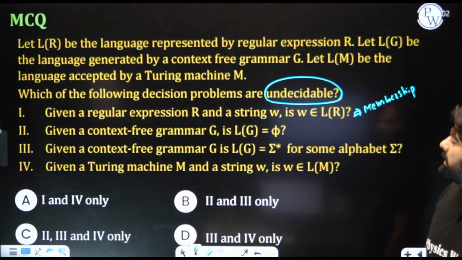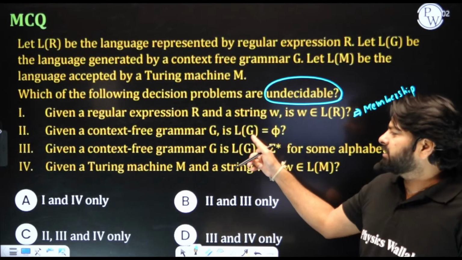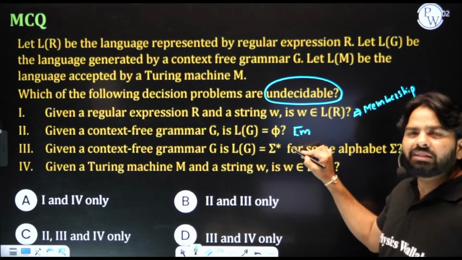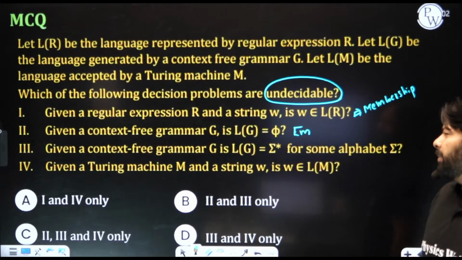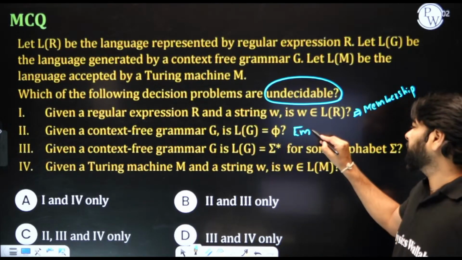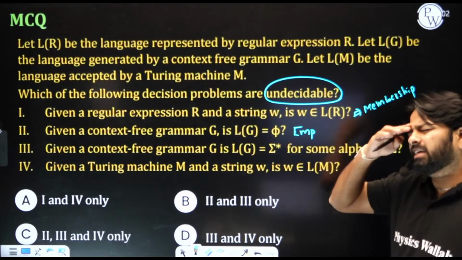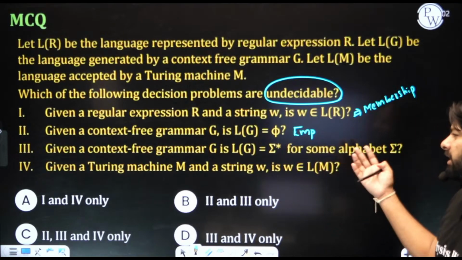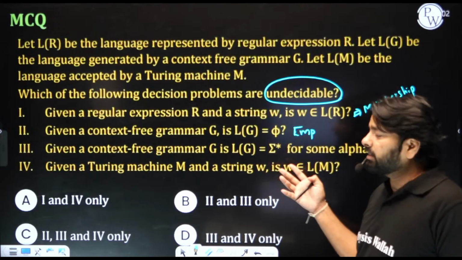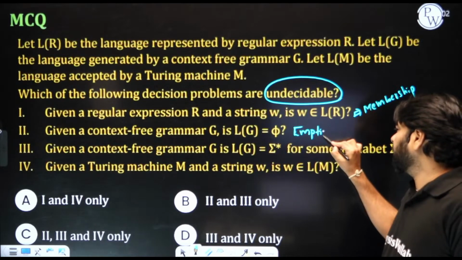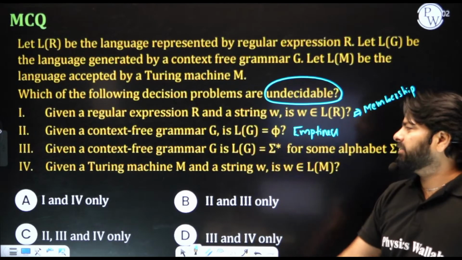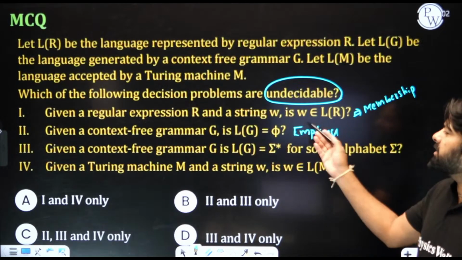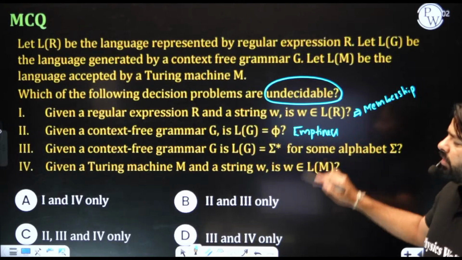And the second one is emptiness for the context-free grammar. Emptiness: is a given grammar accepting nothing, is a given context-free grammar generating the empty language, generating nothing? It is about context-free language. So emptiness is also decidable. These two problems are decidable so far.